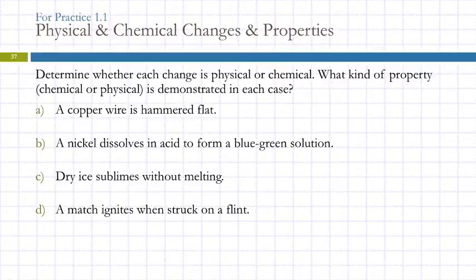Okay, so a copper wire is hammered flat. Picture this, you take a copper wire and you take a big hammer and you bang on it and you flatten out the wire. Does that change what the copper wire is made out of? No. It changes its shape, but it doesn't change what it's made out of. So is that a chemical change or a physical change? It's a physical change.